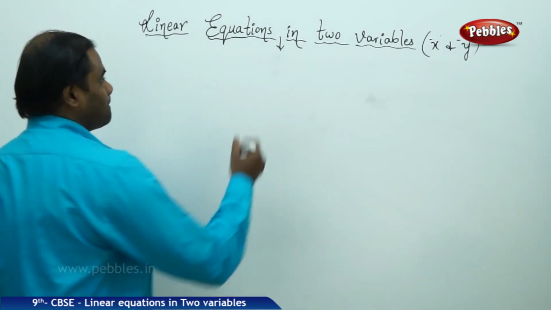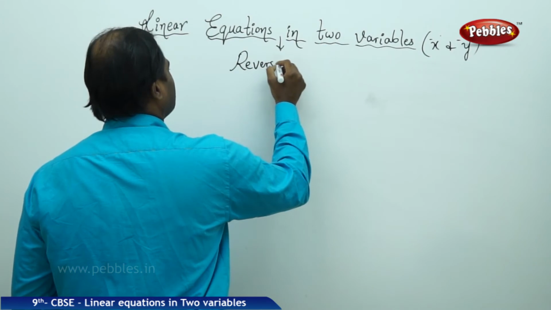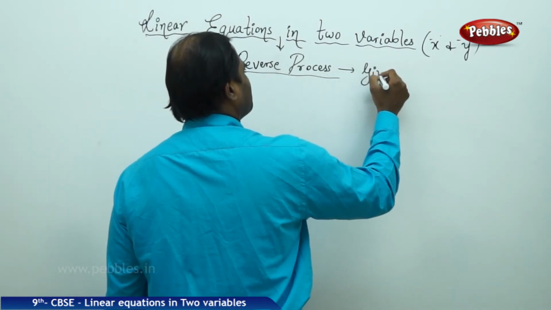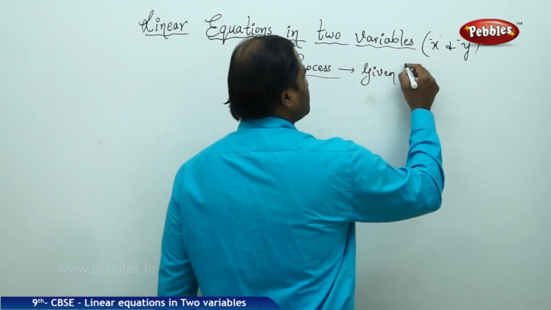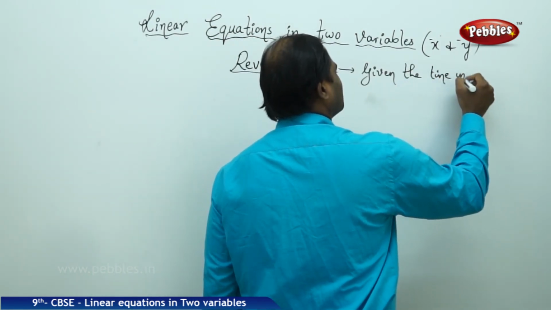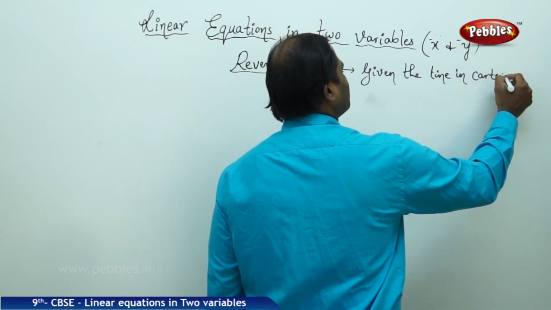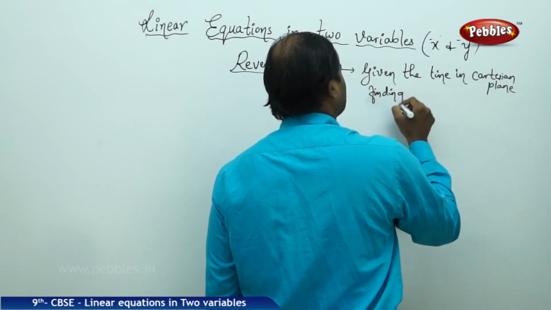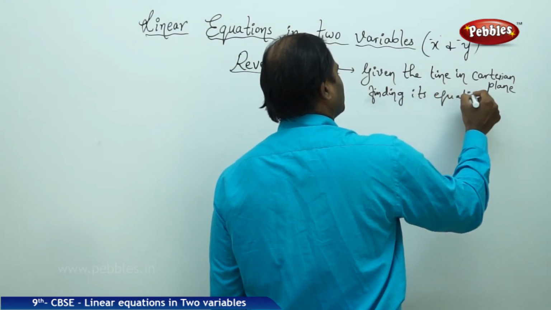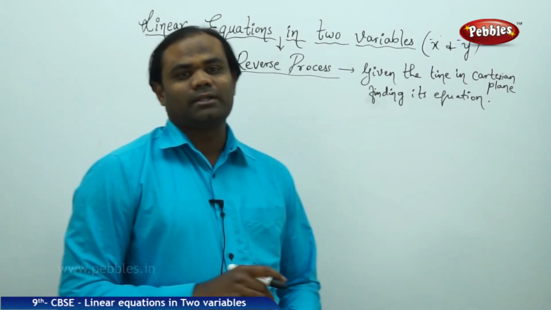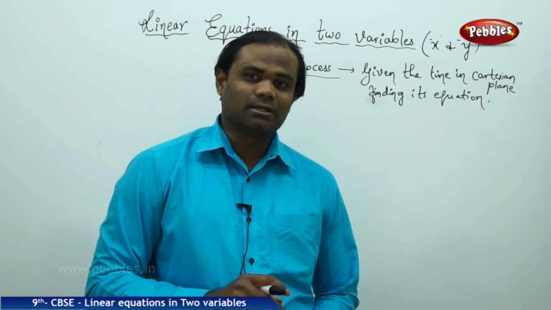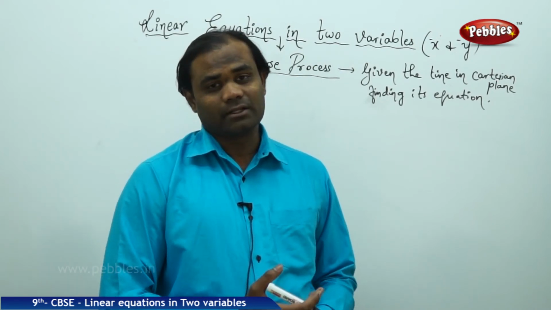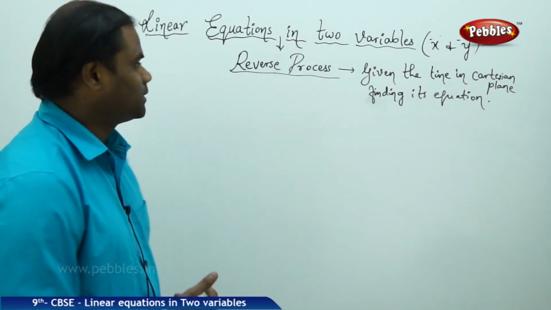So let's see the concept. The reverse process here is, given the line in Cartesian plane, finding its equation is how we are going to identify through this. So let's see how we can identify the equation of the line through its line in the Cartesian plane. Let's see how we can investigate.